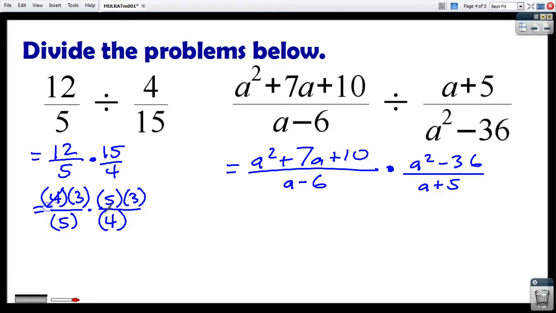Because now I can cross out the 4s, cross out the 5s. I don't cross out the 3s because they're both on top in the numerator, and they need to be across from top to bottom. So we just get 9. Alright, so let's do the same thing over here.